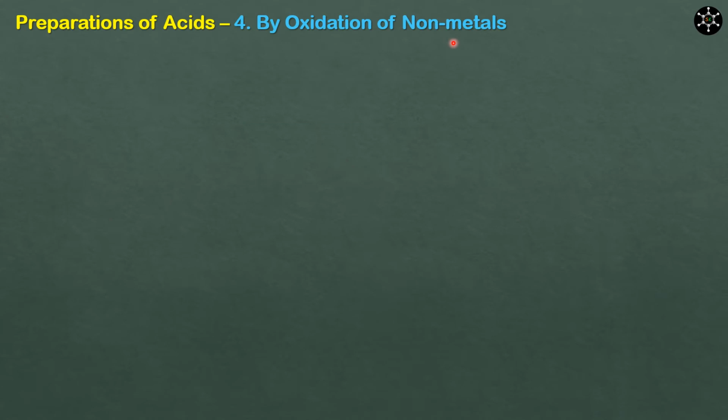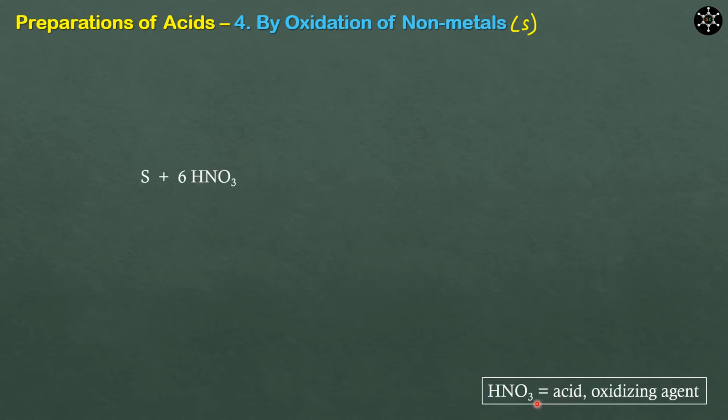Another method is by oxidation of nonmetals. Here we are choosing sulfur as the nonmetal. To oxidize sulfur, we have to make use of an oxidizing agent. Here we are choosing nitric acid. Apart from acting as an acid, nitric acid can also act as a good oxidizing agent. When these two are put together, it gives us sulfuric acid, water, and nitrogen dioxide as products. NO2 is a brown color gas.